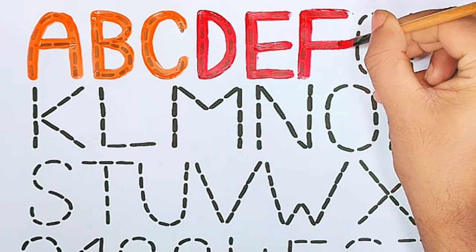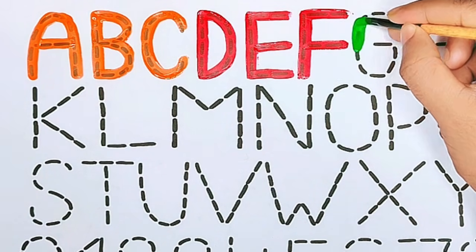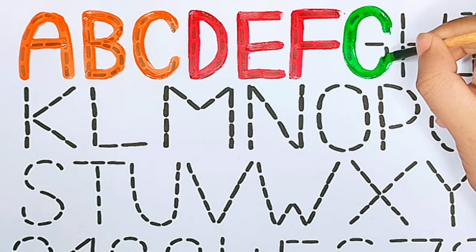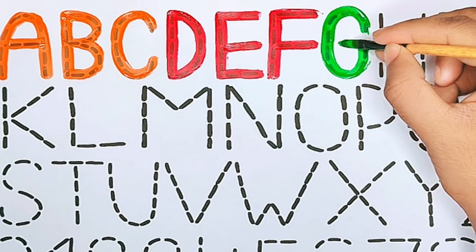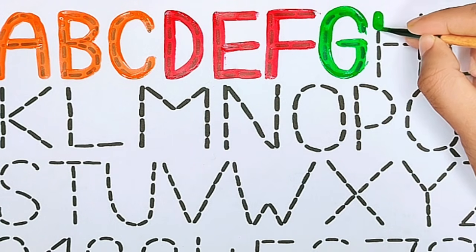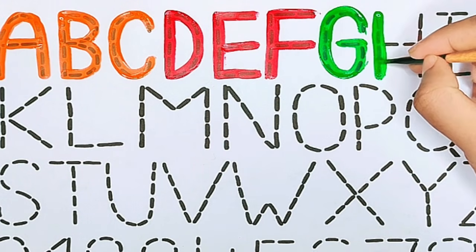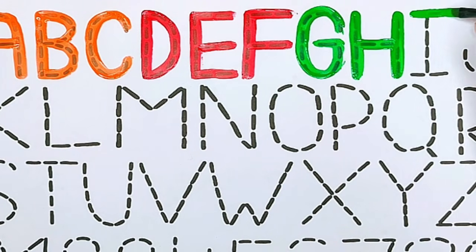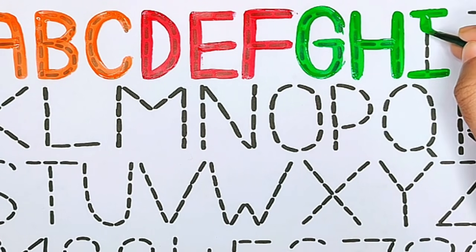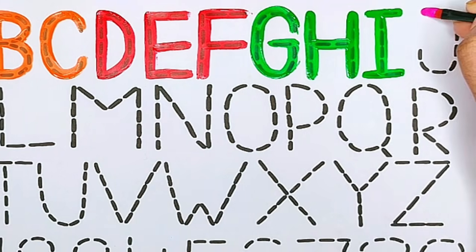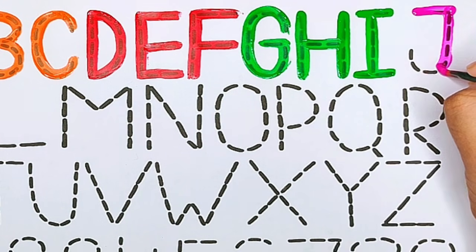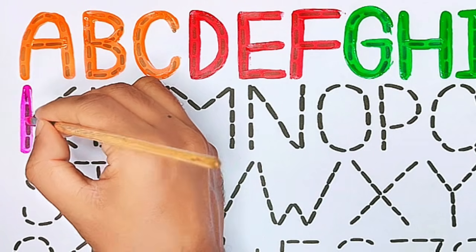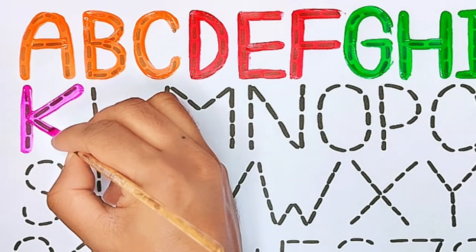F for fish. G for grapes. H for heart. I for ice cream. J for jug. K for kite.